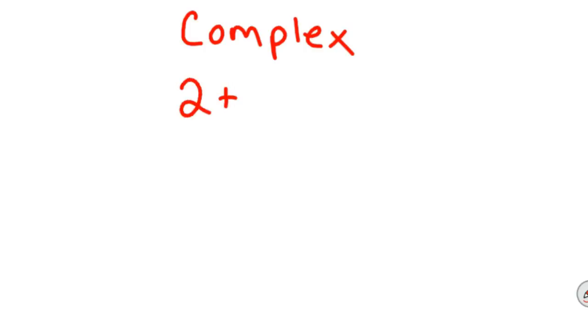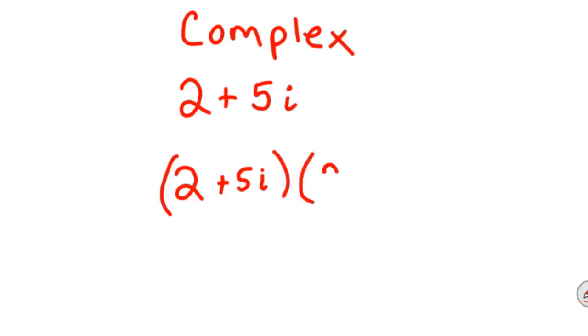So 2 plus 5i. So that's a complex number. If you take 2 plus 5i and multiply it by its conjugate, which would be 2 minus 5i, you end up with a real number. It's no longer imaginary. So let's do that quick.